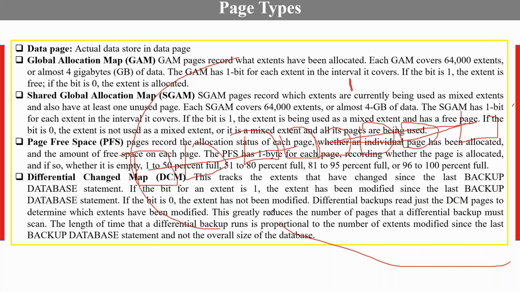Allocation is from the GAM page, whether that extent is completely free. Whether it is completely filled with data, or has some free space, that information is tracked by SGAM. So SGAM size is also 4 GB. It contains 64,000 extents of information. Don't see the data, sir. It is information. All these are information only. That is the hierarchy Microsoft is following, sir.